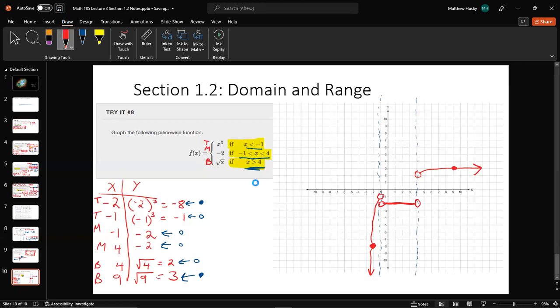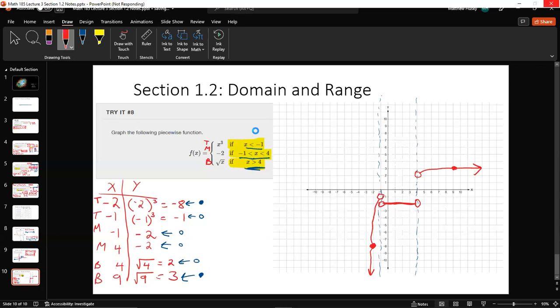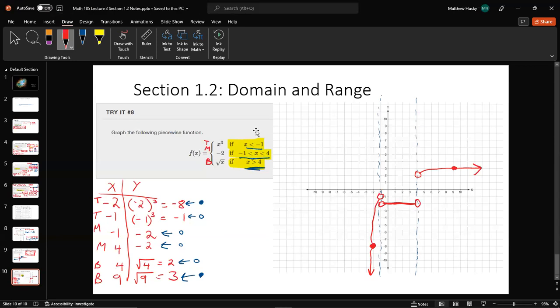Okay, so that is the end of section 2. Next we're going to go on to section 3.